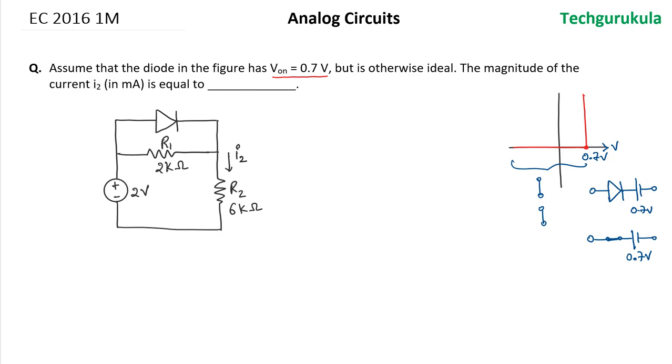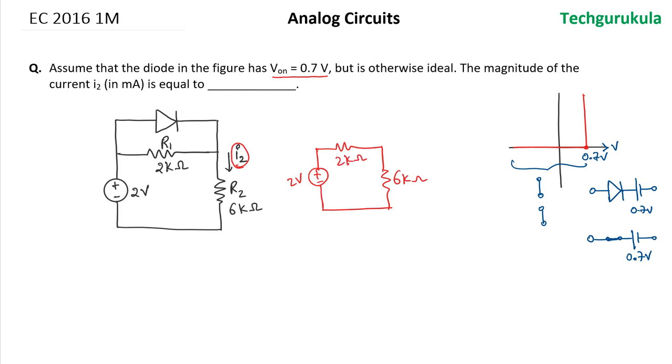Now the question is, for the given circuit, what is asked is the magnitude of the current I2 in milliamperes. The I2 is here. Now for the given input voltage of 2 volts, we want to figure out first of all if the diode will be in forward bias or reverse bias. So for that, let us first take a situation where the diode is open circuit, where it is not taking any current. Then it will be very simple to understand.